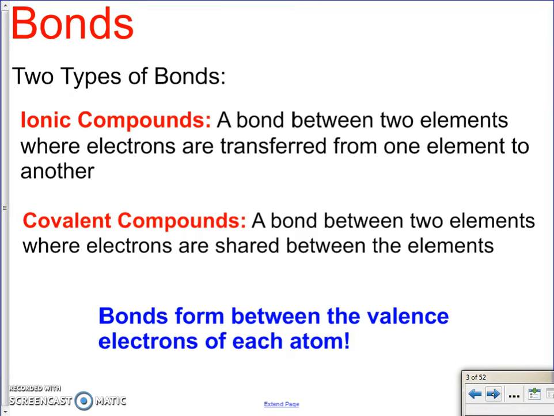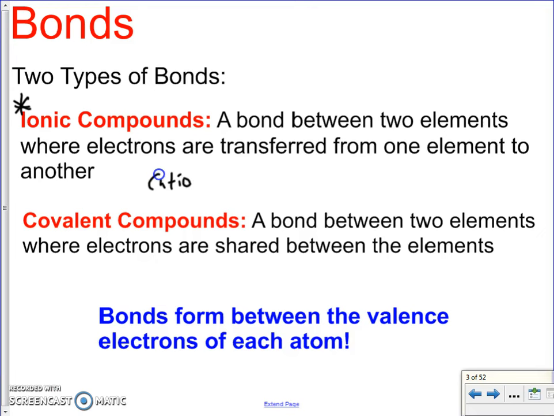Looking at types of bonds, we have two different types of bonds. We are just focusing on ionic for today. We will look at covalent a little bit later this week or next week. Ionic compounds are when two elements transfer electrons. This occurs because we have that cation-anion relationship. Remember, cations are losing electrons. They're not just losing them to space somewhere, they're actually giving those electrons away. And who they're giving them away to is the anion.